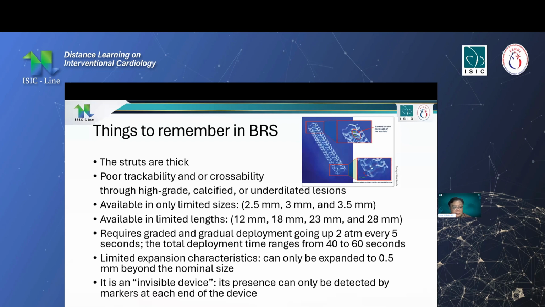And limited expansion characteristic, because BRS is, you can say, soft, and you cannot expand more than 0.5 millimeter beyond its nominal size. So it's quite limited. It is an invisible device, and its presence can only be detected by markers. Usually there are markers at each end of the device.